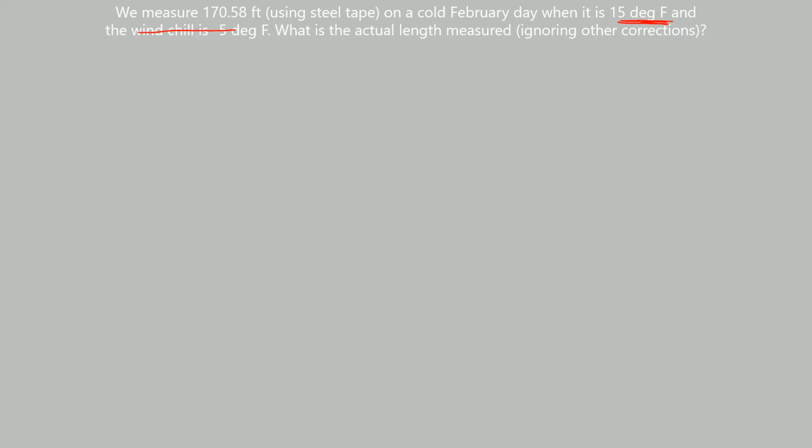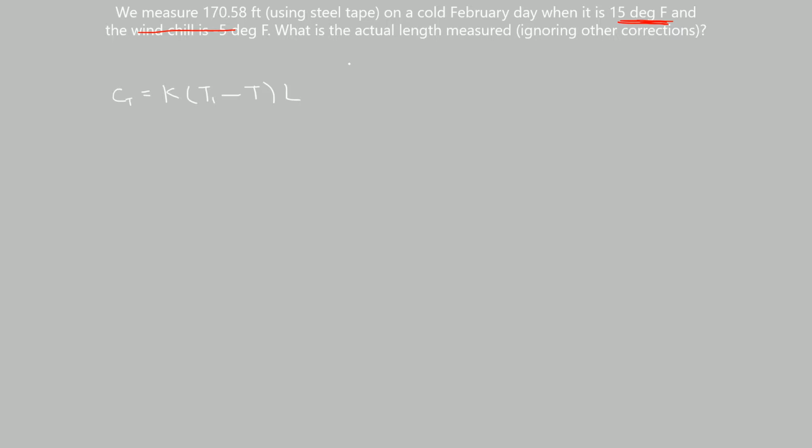First of all, we need to know what equation we would need to use for the temperature correction, right? So the equation we want to memorize for our exam is: you've got your tape correction, CT, equals K, which is your constant based on the material of your tape, times your temperature T1, or your ambient temperature, minus the average temperature, and times all that by the length of the tape.